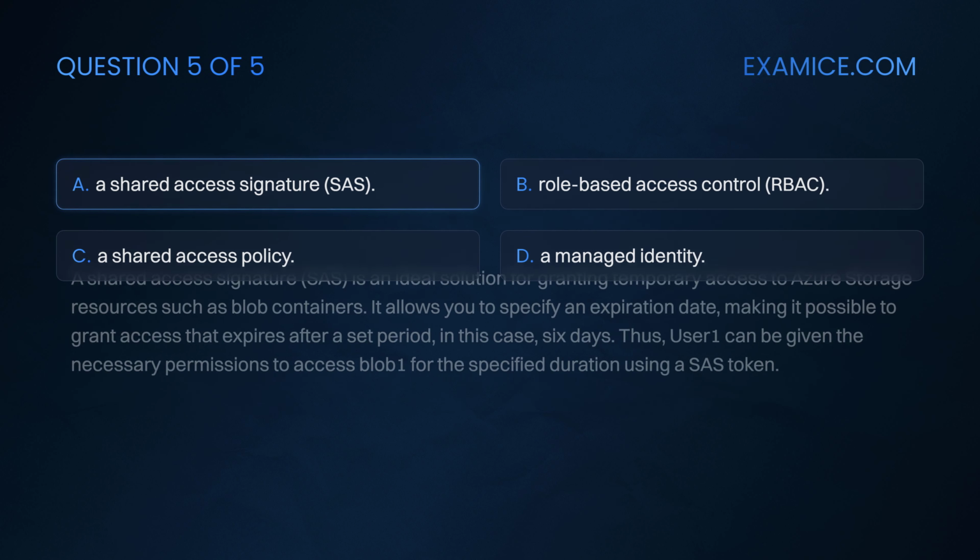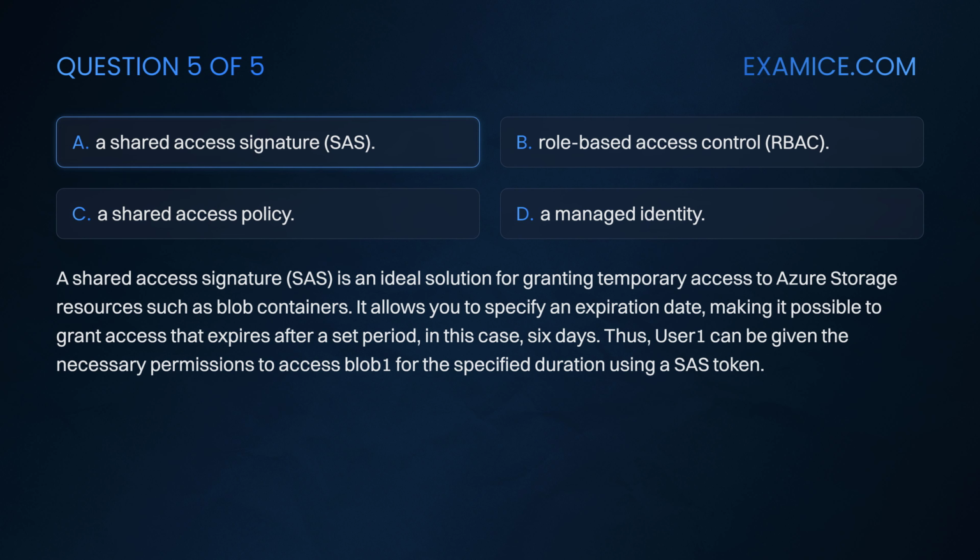A shared access signature is an ideal solution for granting temporary access to Azure storage resources, such as blob containers. It allows you to specify an expiration date, making it possible to grant access that expires after a set period, in this case, 6 days. Thus, User1 can be given the necessary permissions to access Blob1 for the specified duration using a SAS token.